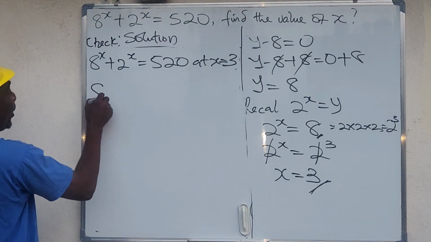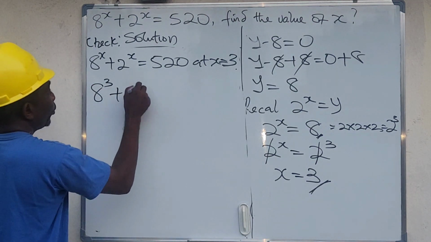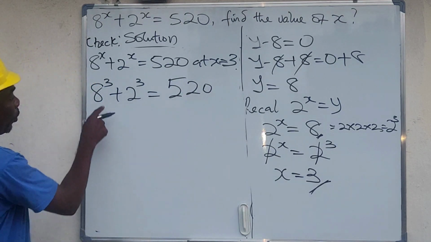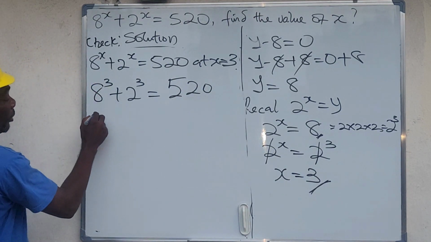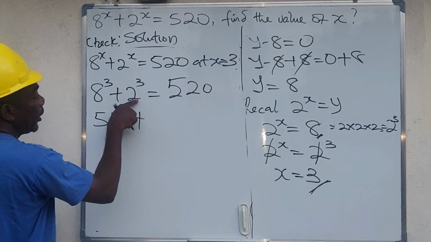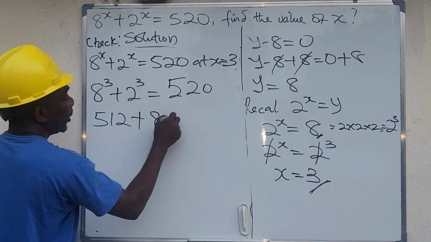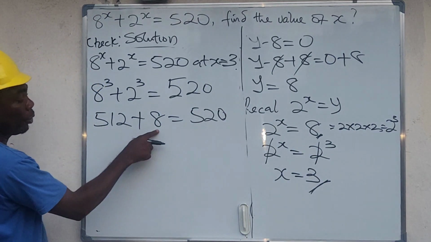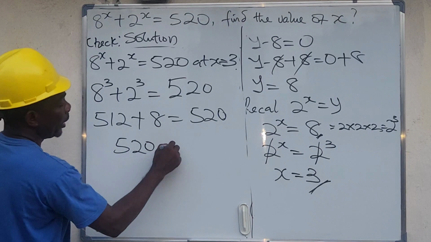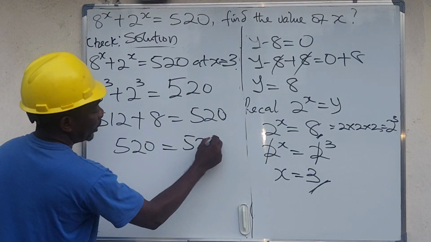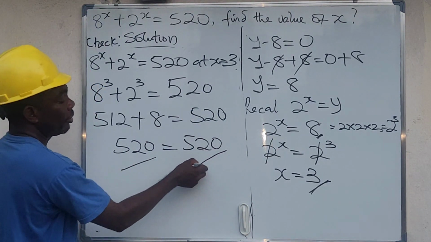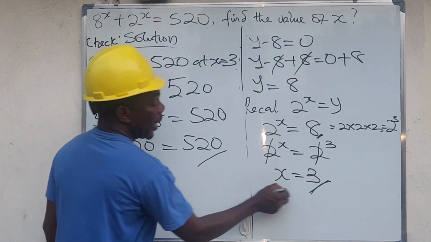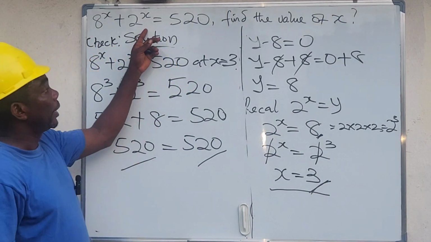So this will become 8 raised to the power of 3 plus 2 raised to the power of 3 equals 520. 8 raised to the power of 3 is 512, plus 2 raised to the power of 3, which is 8. This other side still remains 520. If we add this, 512 plus 8 gives us 520. Then this other side still remains 520. And you can see that 520 equals 520. The left hand side and the right hand side are equal. That means x equals 3 satisfies this equation.